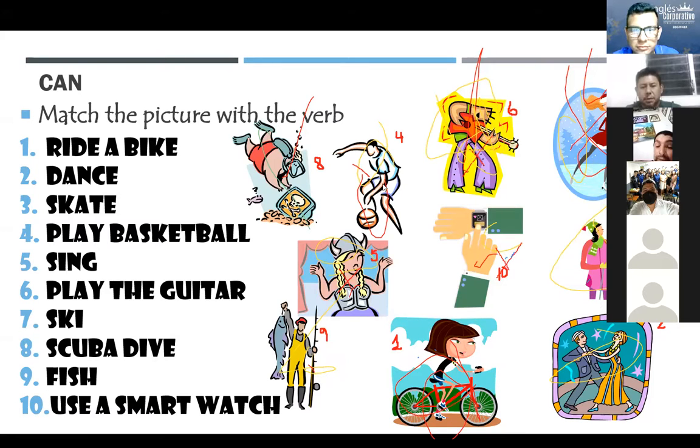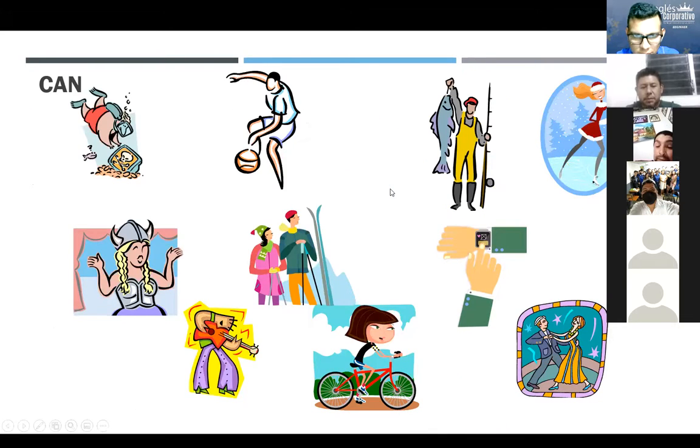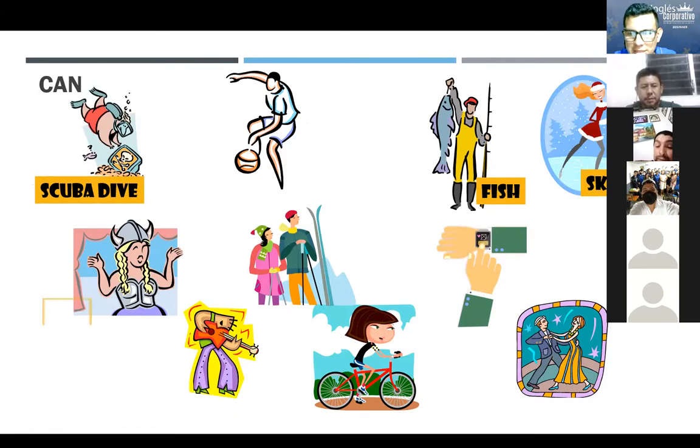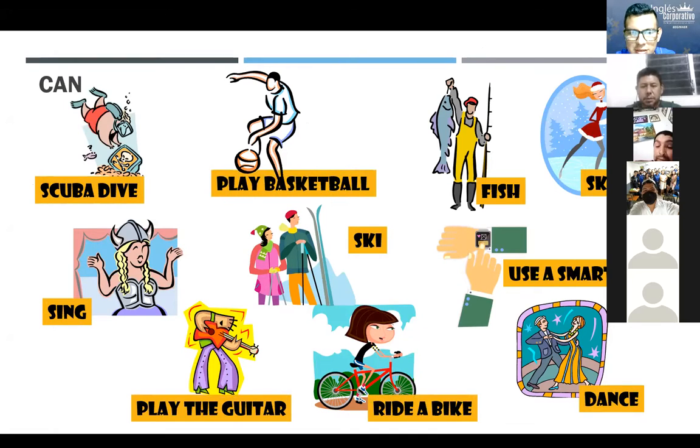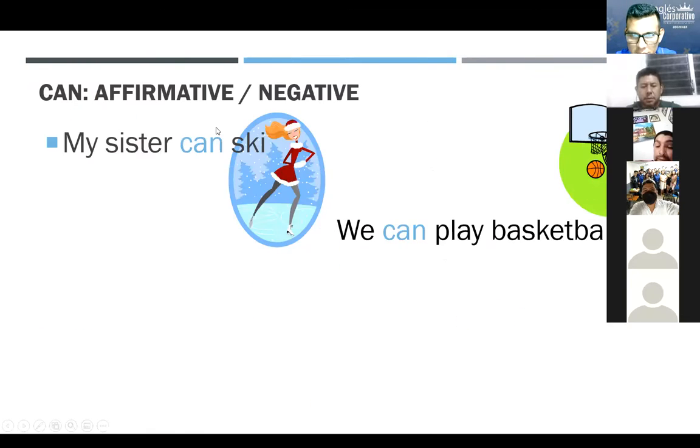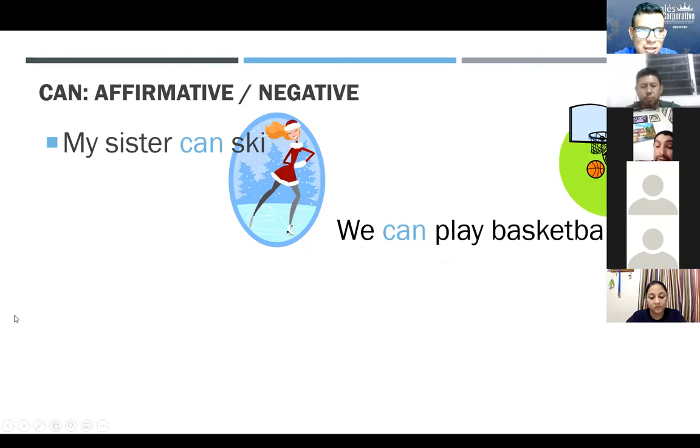Okay, scuba diving, fish, we have skate, sing, we have use a smartwatch, play the guitar, ride a bike, dance. Also we have play basketball. Tenemos en afirmativo el uso de can y decimos we can play basketball.